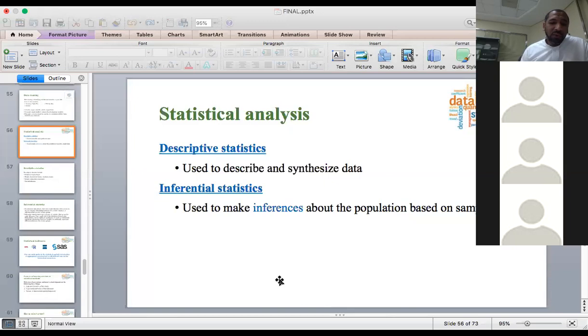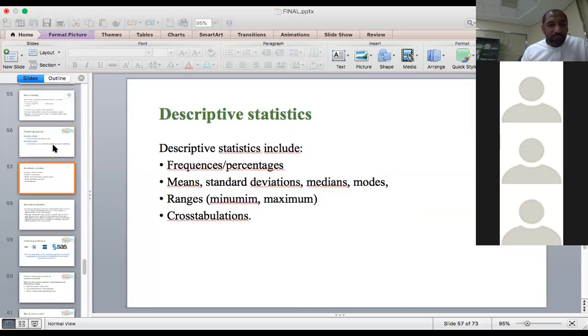And we have what we call inferential statistics. It's used to make inferences or conclusions about the population, or the statistically possible relationship between the sample. Okay, those are the different types of statistics: descriptive and inferential statistics.